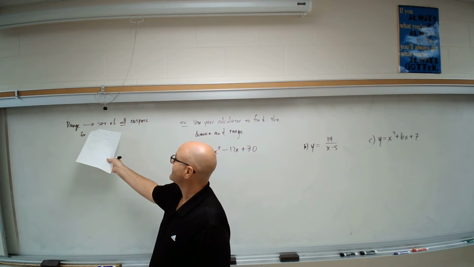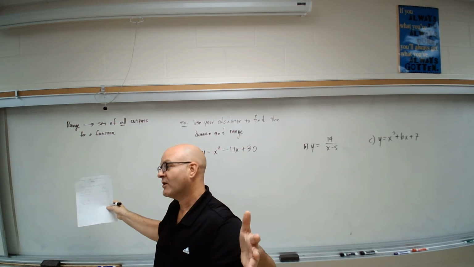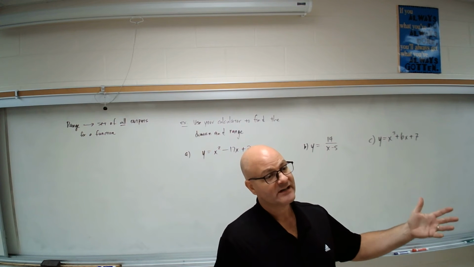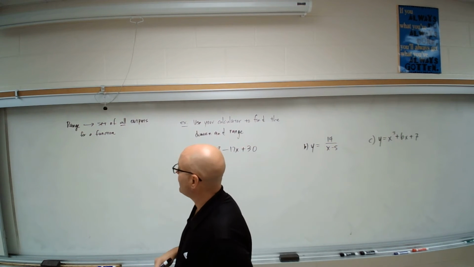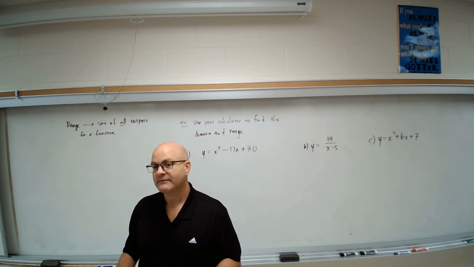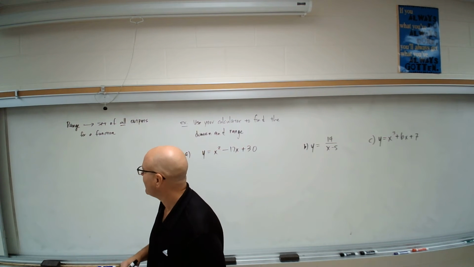So remember, it's the set of all outputs for a function. When you consider the domain, that's all the inputs. Each of those is going to give you an answer. You're going to see what those answers are. That's going to make up your range. So we can still use interval notation. We can still use inequalities. The variable will usually be y, or I guess it could be f of x if you had it like that.